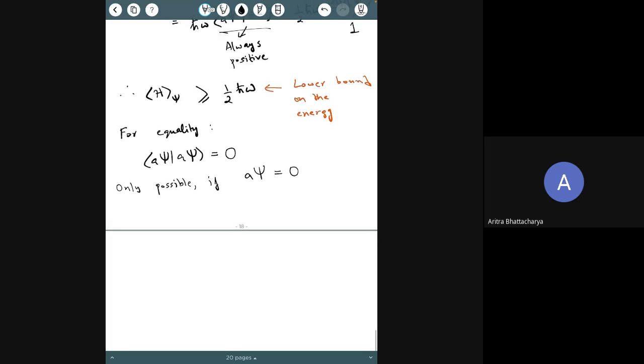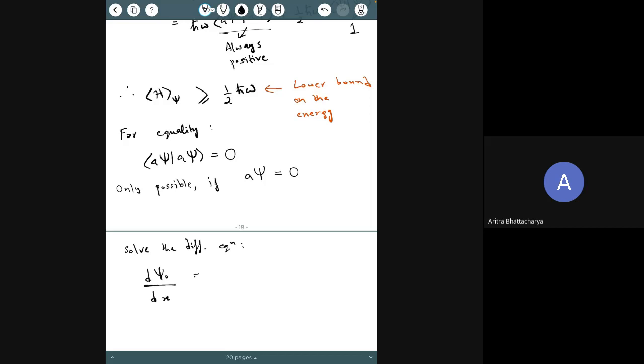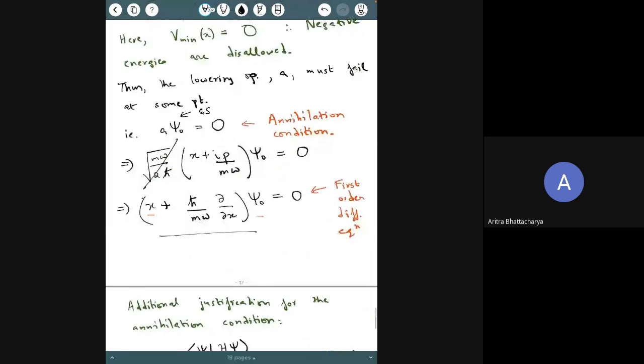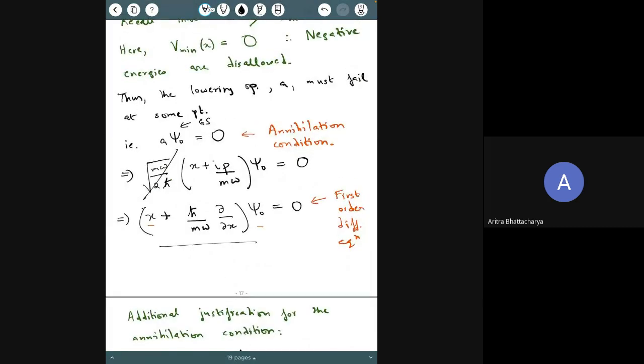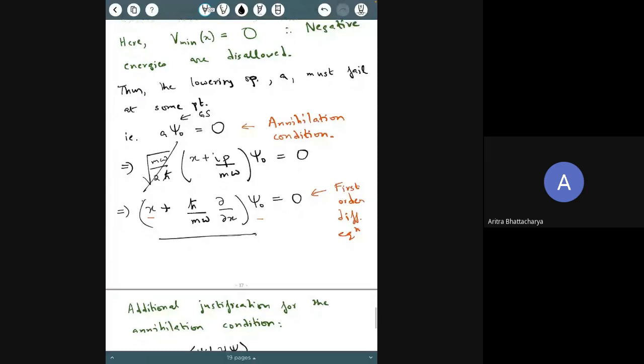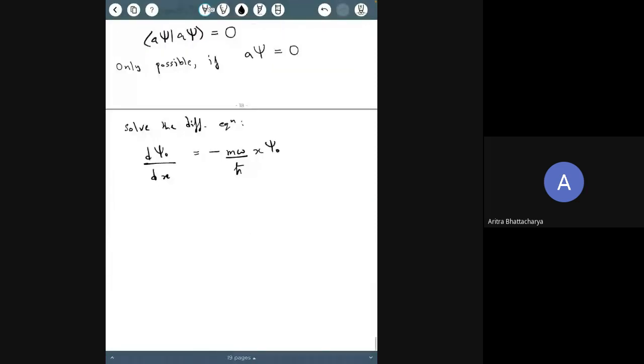So we can now solve the differential equation, which looks like this basically: d psi 0 dx is equal to minus m omega by h cross x psi 0. So from this equation, I'm writing del psi 0 del x and taking x to the other side. So that is minus m omega by h cross x psi 0. That is my differential equation.